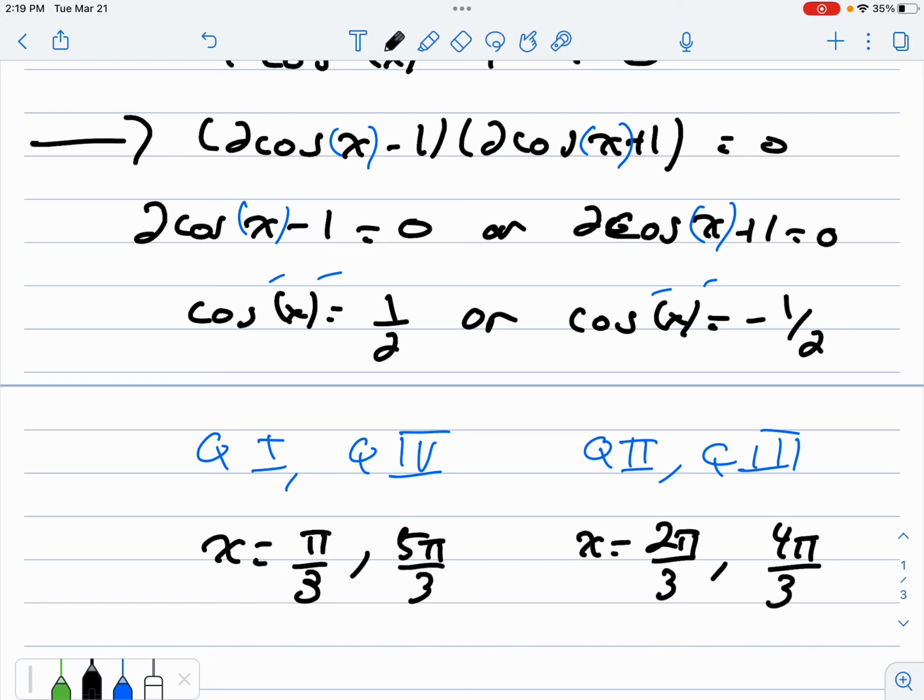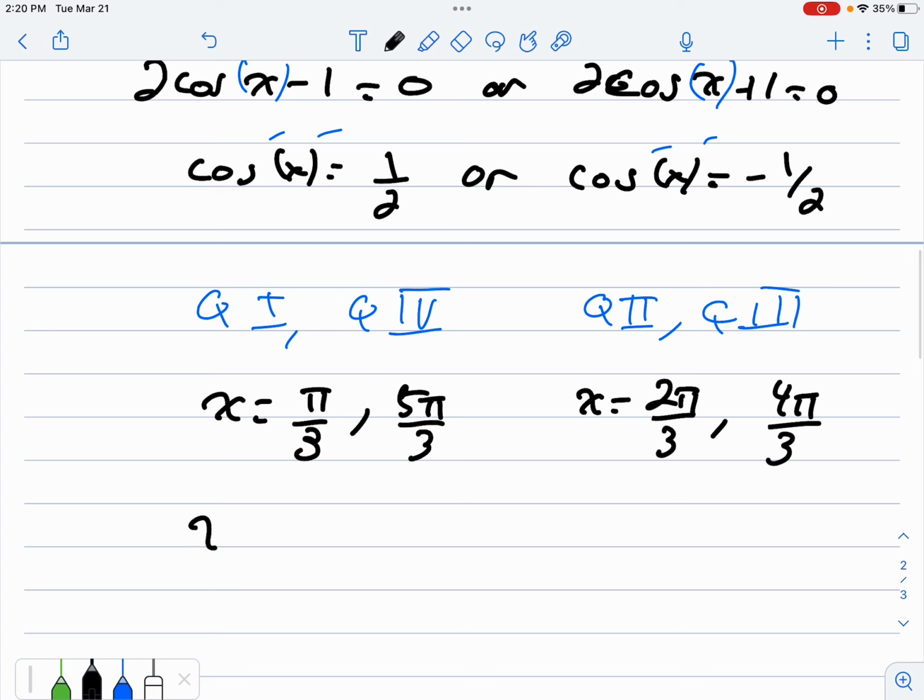Right, so we look for as many solutions in the interval that's given, which is 0 to 2 pi. And yeah, for our final answer, we would probably just list these out. Pi over 3, 2 pi over 3, 4 pi over 3, and finally 5 pi over 3.